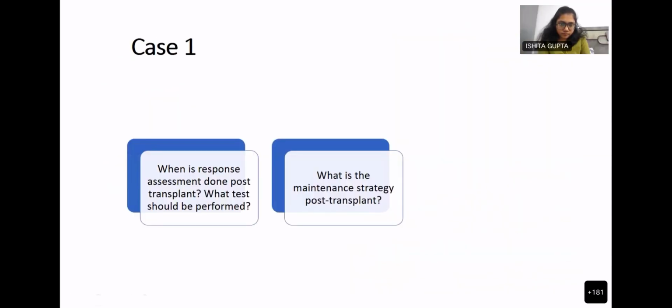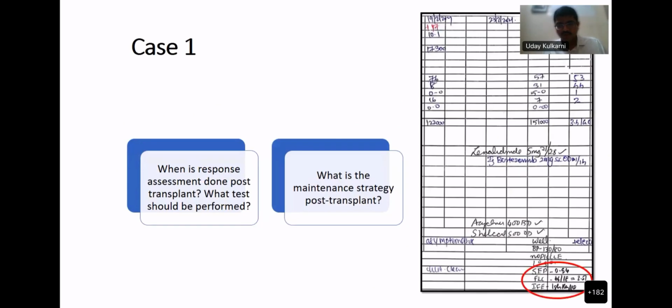So post-transplant, what tests should be performed and what should be the maintenance strategy post-transplant? As you can see, generally we do an assessment at around 3 months post-transplant. So we did that assessment, and the serum protein electrophoresis showed an M band of 0.54 and the free light chain ratio was 3.5. Immunofixation continued to show IgG kappa. Routinely, high risk patients are started on dual maintenance therapy. So we started lenalidomide and bortezomib.